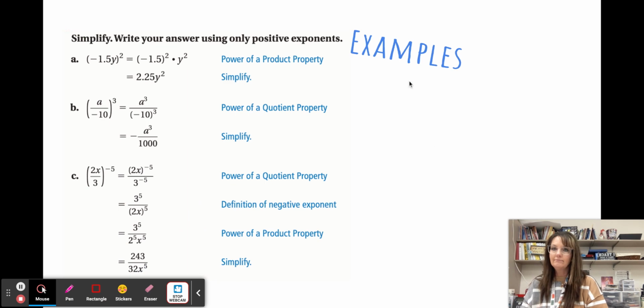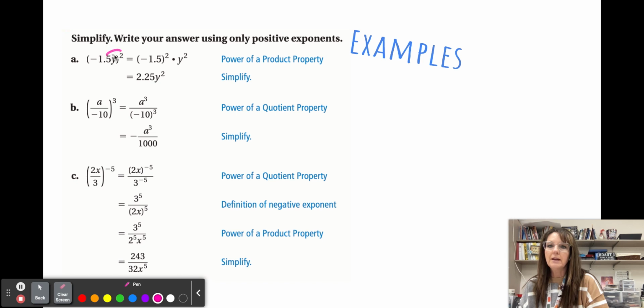All right. Now we're going to add a lot more variables and fun. Here we go. So write your answers using only positive exponents. So here, this is the one where it's going to apply to both. Notice that you get the exponent to the -1.5 and to the y, and then you evaluate it.